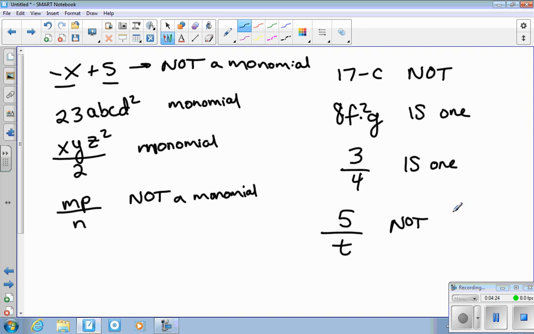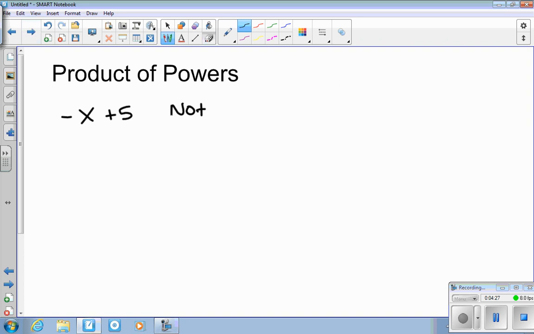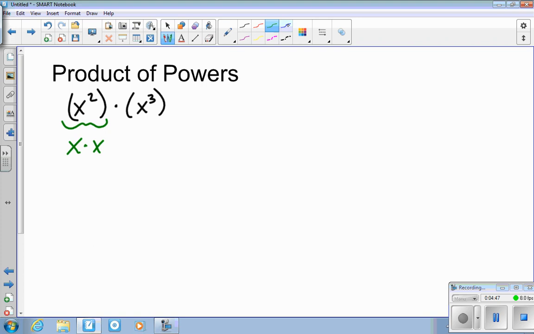So now that we've talked about what a monomial is, let's talk about how to deal with monomials, how to deal with products, which means multiplication. So for instance, if we have x squared times x cubed, hopefully you remember that x squared means x times x, and x cubed means x times x times x. Now what happens when we multiply x times x times x times x times x? This is x, and how many x's are there? There are 5 being multiplied. So this is the same as x to the 5th.